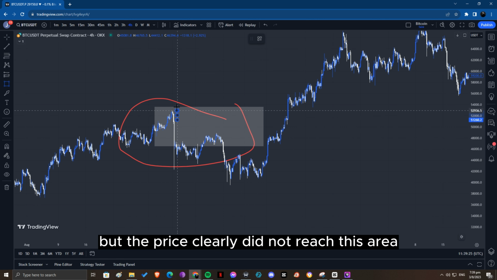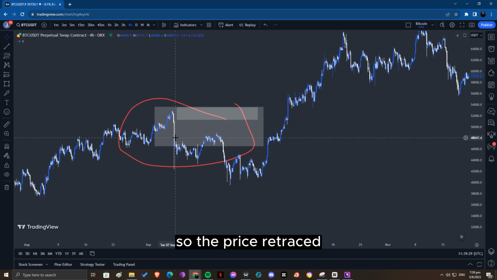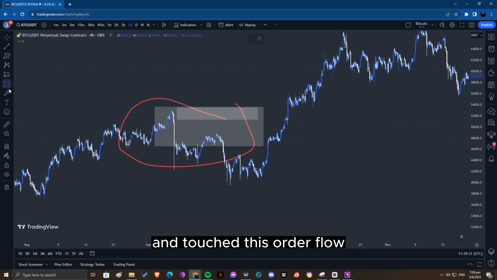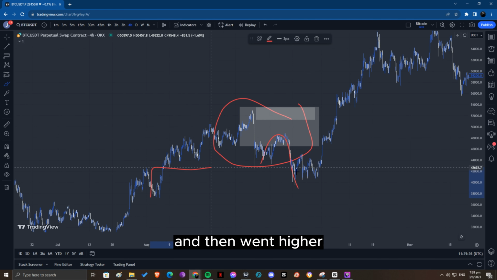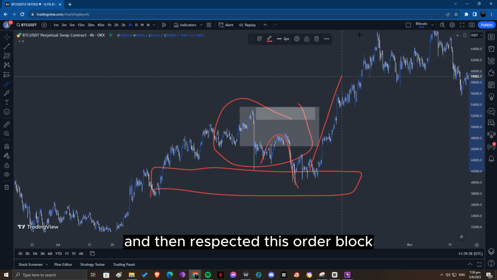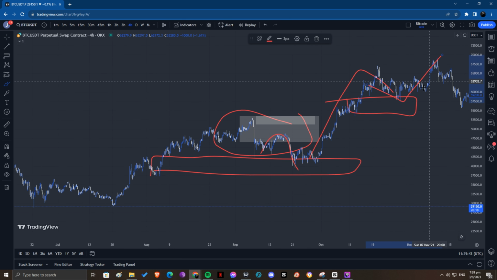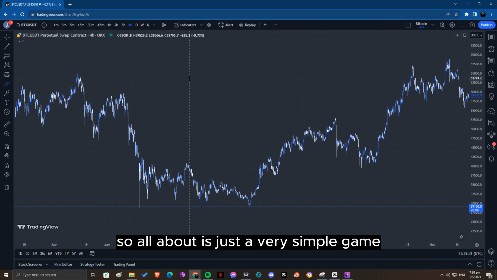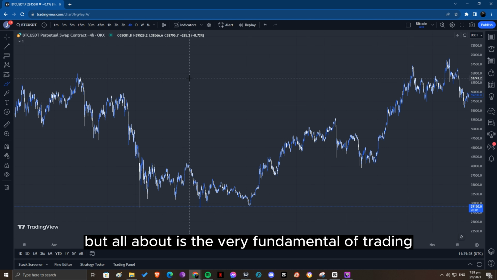But the price clearly did not reach this area. Instead, it respected the order flow. So the price retraced and touched this order flow and then came down and respected this order block, then went higher and respected this order block, and then went higher and respected the other order block. So order block is just a very simple game. Trading is moving from order block to order block. Now there are fair value gaps and other theories, but order block is the fundamental of trading.